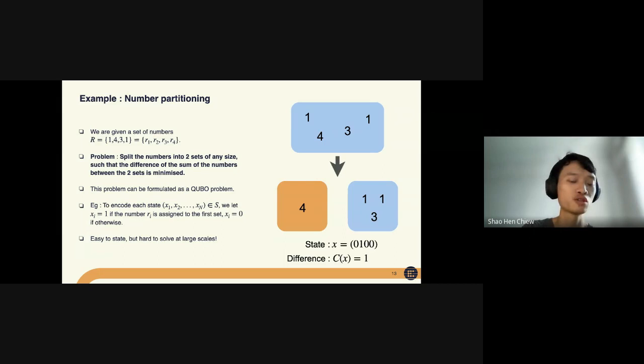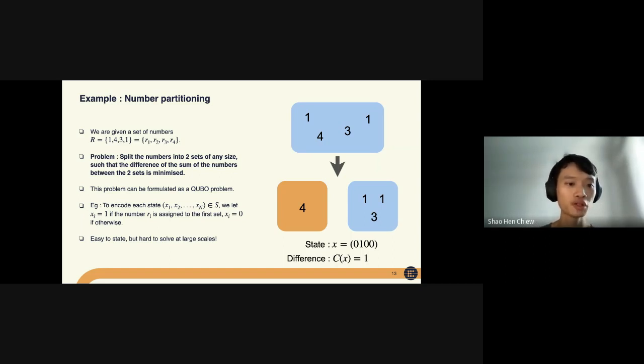Actually, you can imagine putting it a different way. Maybe you put a 4 and 3 in the first set, and you put the 1 and 1 in the other set. In that case, the values of your partitions would be 4 plus 3 equals 7, and 1 plus 1 equals 2. And 7 minus 2 would be 5. And this difference is higher than the difference in the previous partition. So this is the number partition problem.